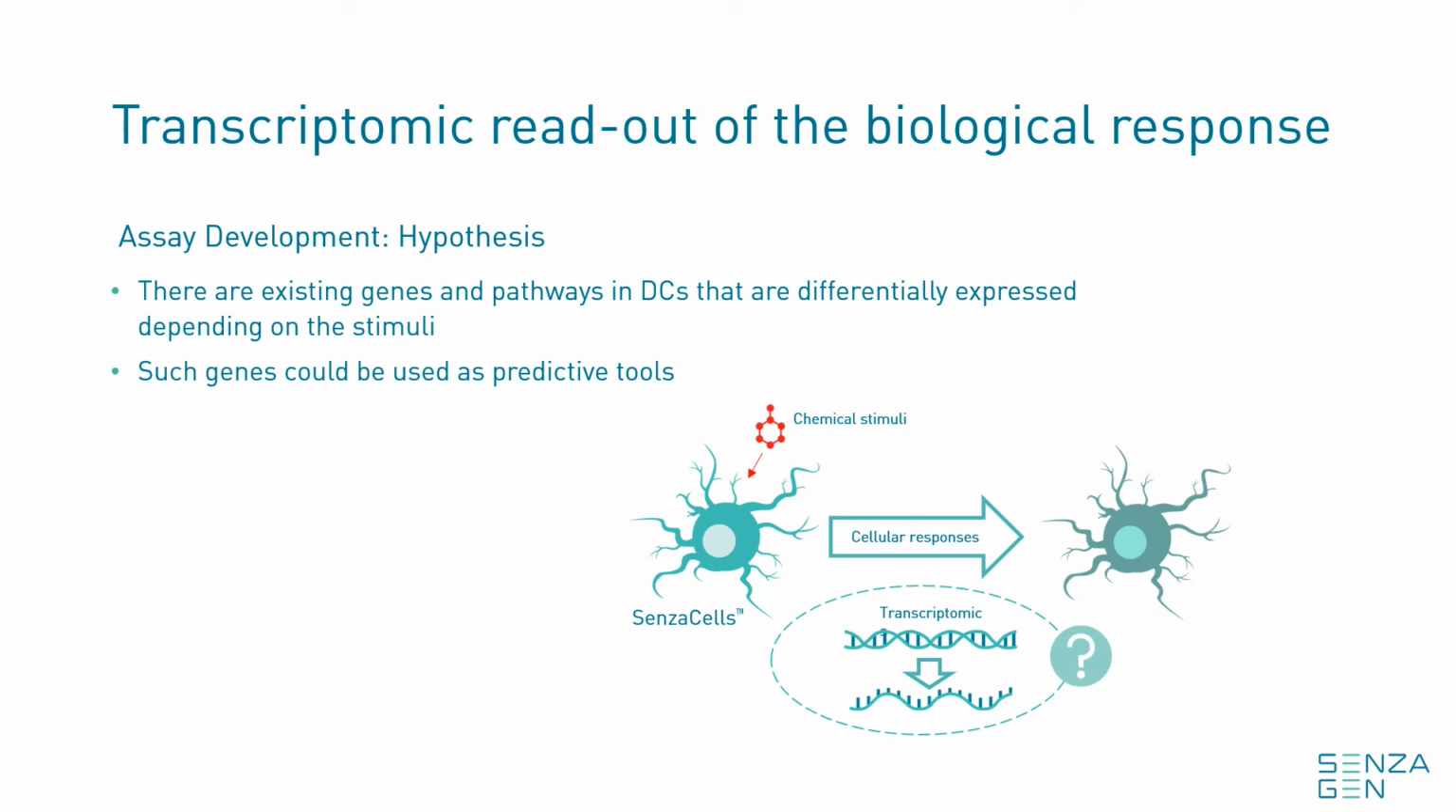Since all of these changes in the cell are carried out by proteins, controlled by the transcription of DNA, we believe that genomics, or more specifically gene expression analysis, is a very efficient way to get a complete view of what is happening in a cell upon chemical stimulation. With this in mind, we hypothesize that there should exist genes in these cells that are differentially regulated depending upon the stimuli. If we can identify such genes, they could be used as predictive tools.